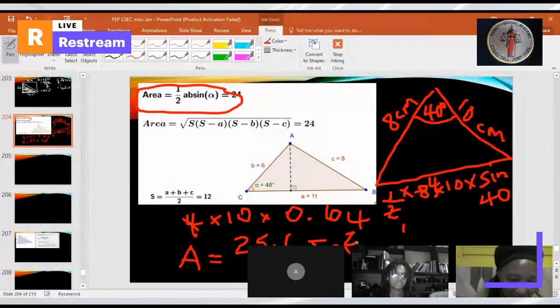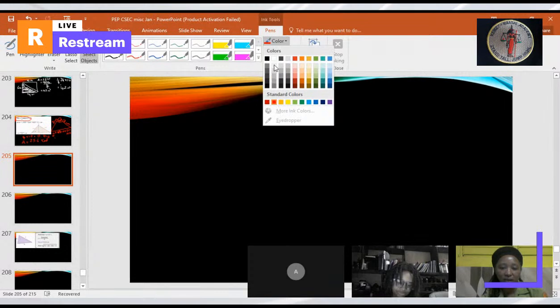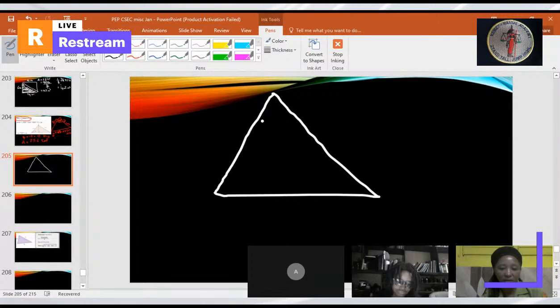All right. Let me give Asar one to work and then John one to work. So Asar, this is yours. So let's say that's 20 degrees. That's 48 centimeters. And this is 60 centimeters. All right, Asar, find the area of this triangle.